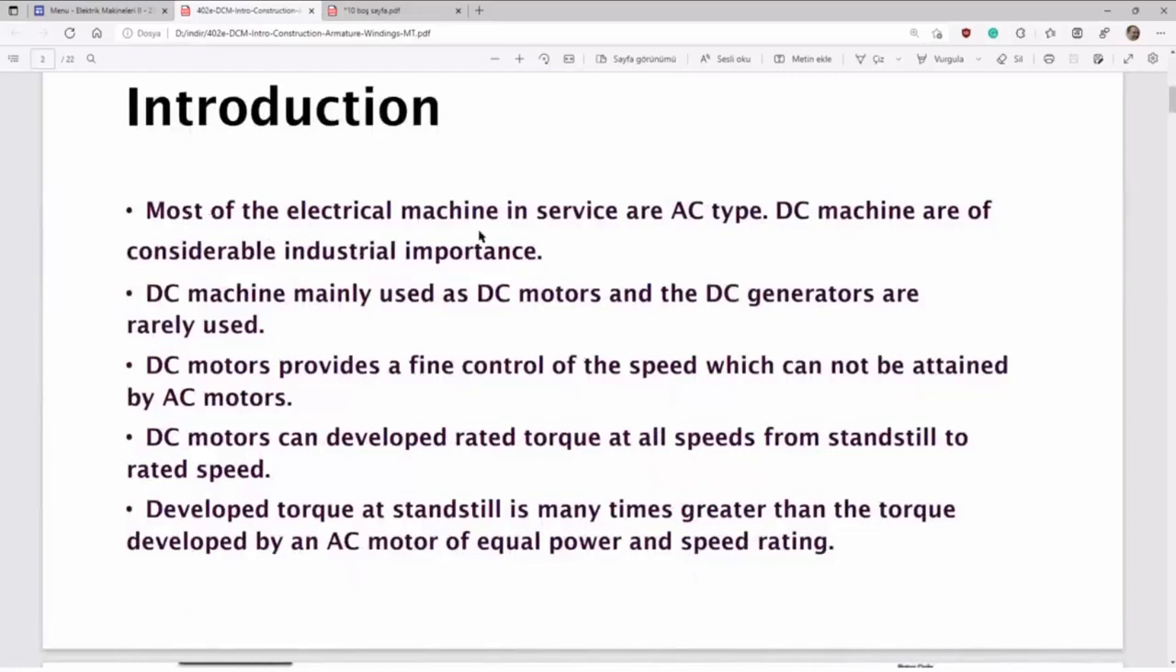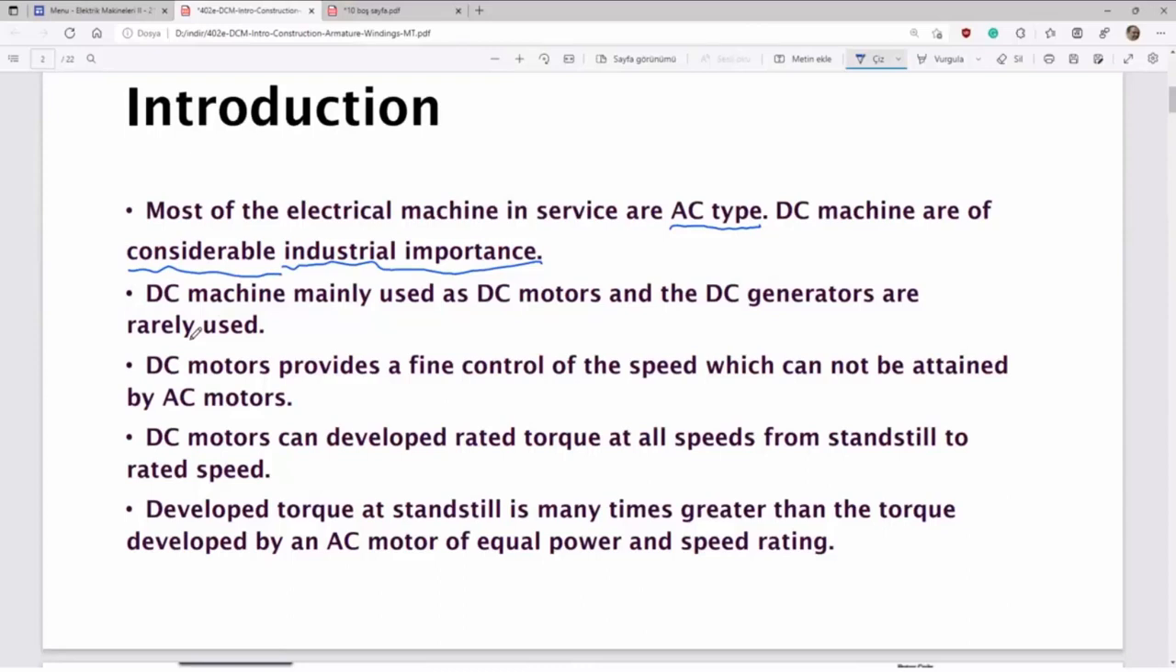Most of the electrical machines in service today are AC type. DC machines are of considerable industrial importance. Since today's network is AC, we generally prefer AC machines. The machines can be operated under alternating current conditions. But there is another machine. It is getting rare today, but it has considerable industrial importance because their characteristics are very unique.